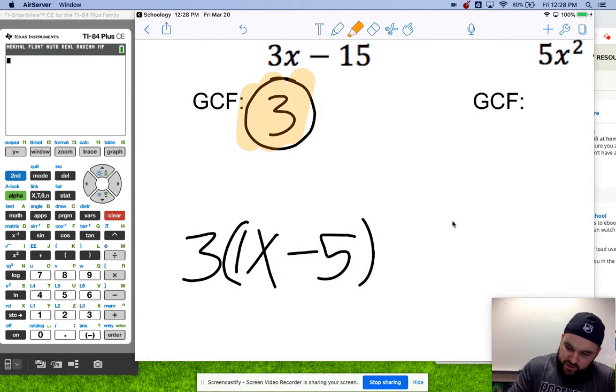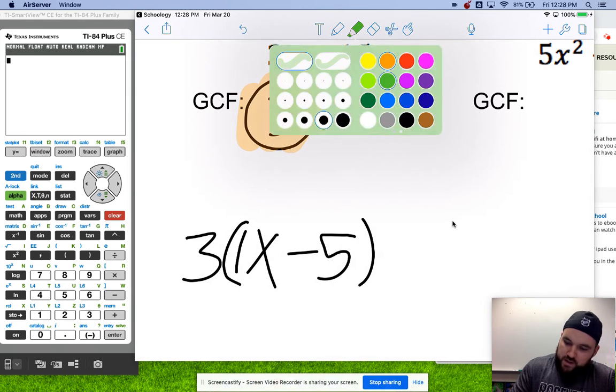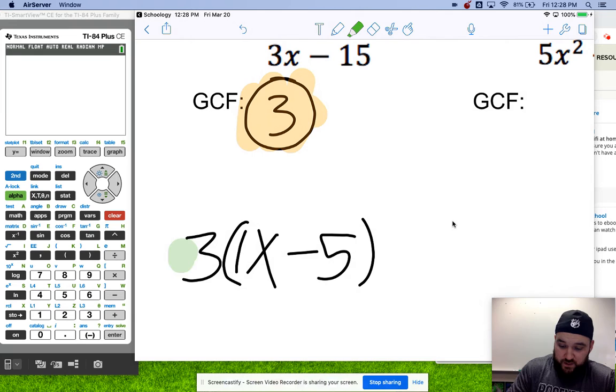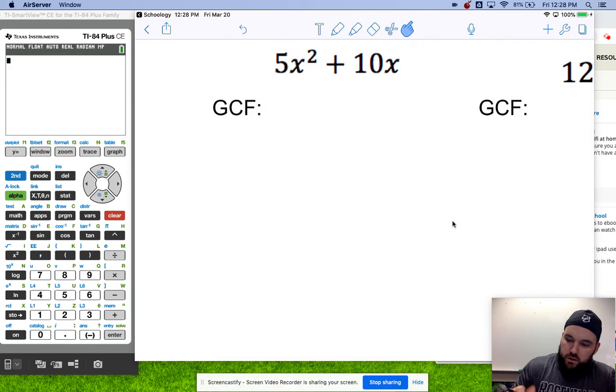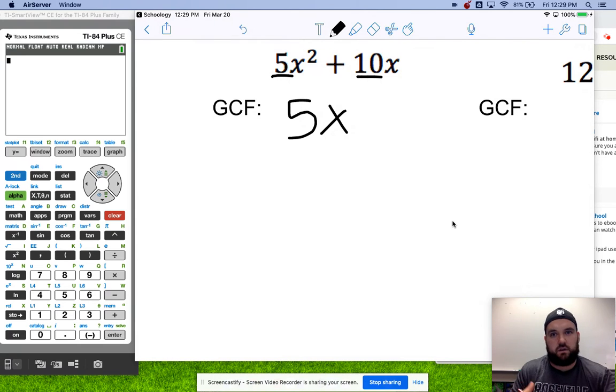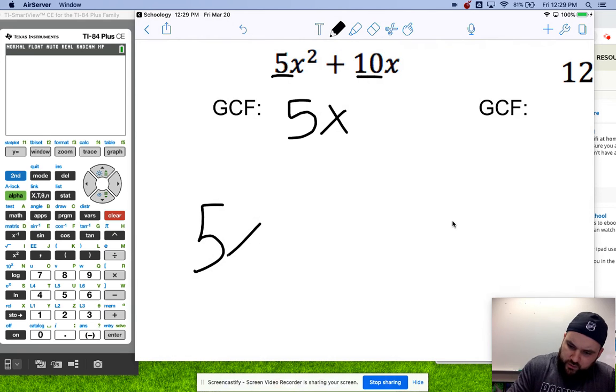So this is the GCF, but if you are asked to factor something, this is what we are looking for. We want you to write a distribution problem. Okay, so here, what's our greatest common factor? Well, 5 and 10 can both be divided by 5, and then they both have a single x that they can give away. Okay, so 5x is my GCF out front.